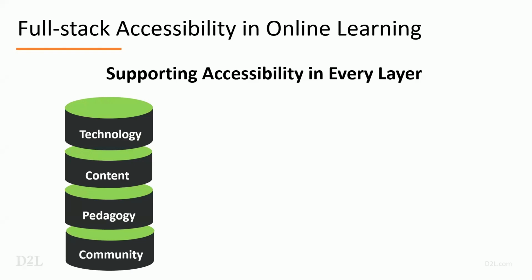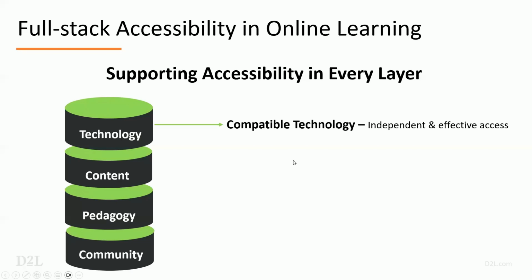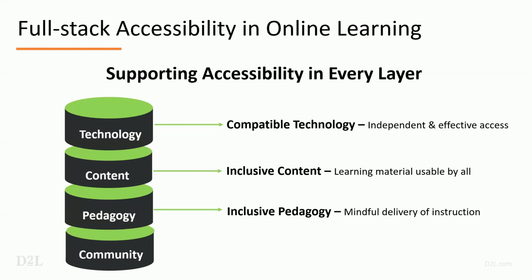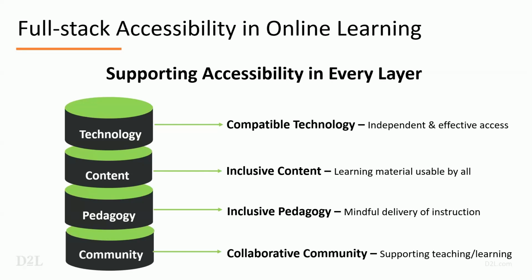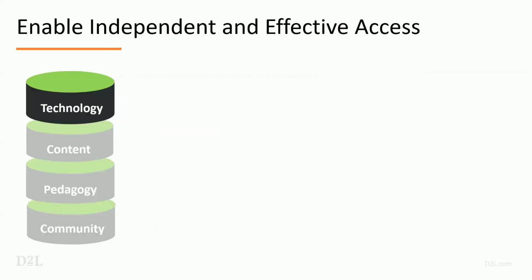So let's look at the functions of each of these layers. So technology is where we ensure that everyone has independent and effective access to the learning system. The content layer is where we focus on making sure that the learning material is usable by all. Pedagogy is where we ensure that inclusive teaching happens in a mindful manner. And the community layer is where we support one another in teaching and learning. So let's dive into each one of these.